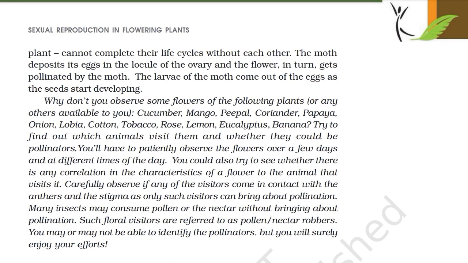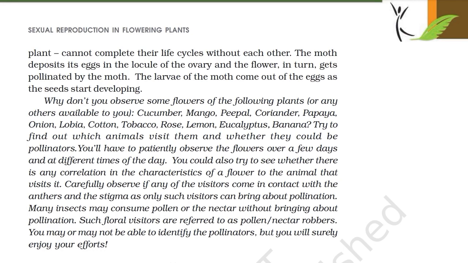Why don't you observe some flowers of the following plants or any other available to you? Cucumber, mango, peepal, coriander, papaya, onion, lobia, cotton, tobacco, rose, lemon, eucalyptus, banana. Try to find out which animals visit them and whether they could be pollinators. You will have to patiently observe the flowers over a few days and at different times of the day.